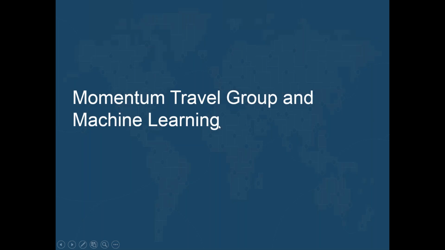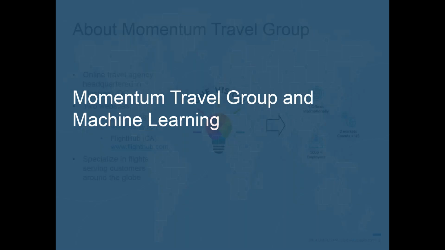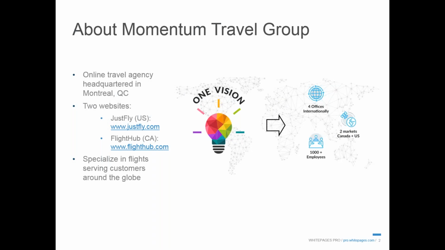So, as mentioned, I'm Dustin McDonald, working with Momentum Travel Group. A little bit more about the company. We're an online travel agency. We specialize in flights. We're headquartered out of Montreal, Quebec, in Canada. We've got two sites, justfly.com, which is our U.S. brand, and FlightHub in Canada. We're serving customers around the globe. Those are our two primary markets.